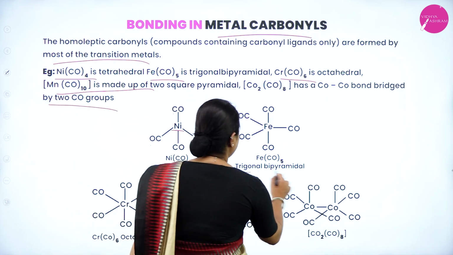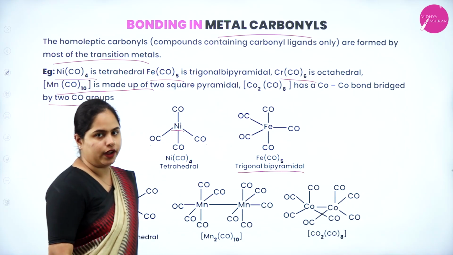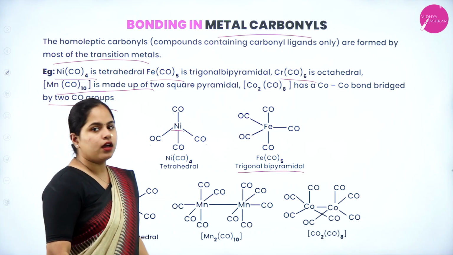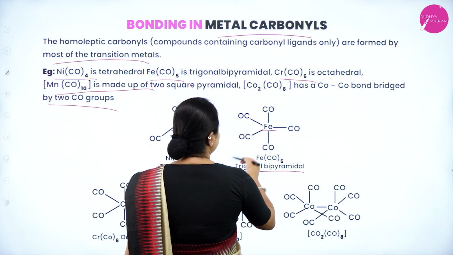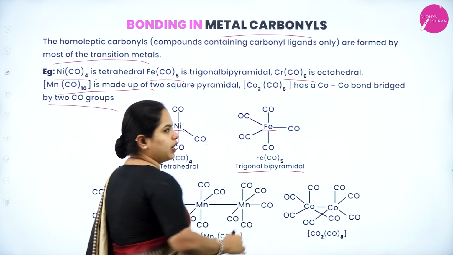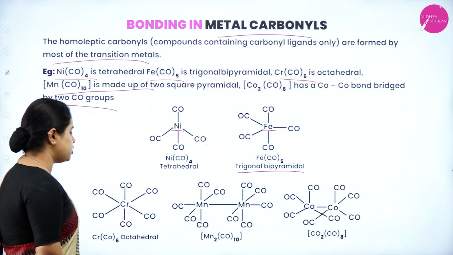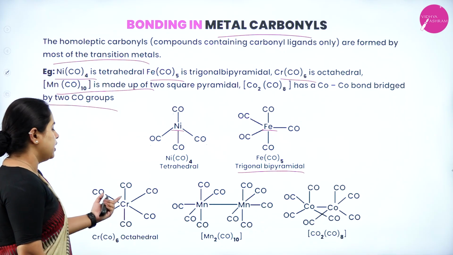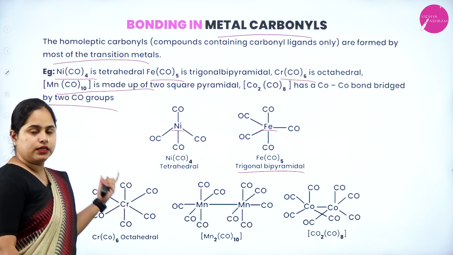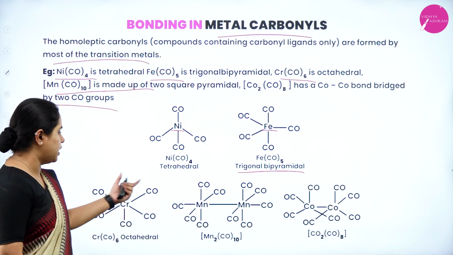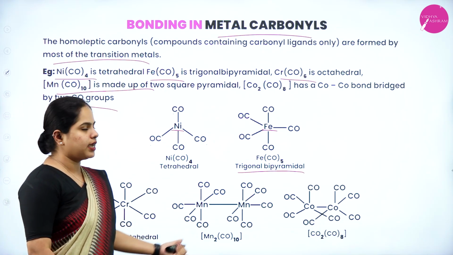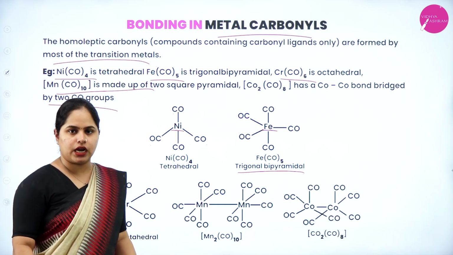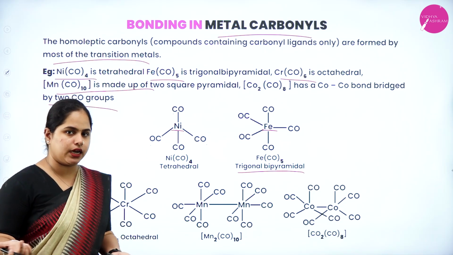Now, trigonal bipyramidal in case of Fe(CO)5. That is pentacarbonyl. As you can see here, iron is in the center and there are 5 carbonyl ligands. The next one is octahedral, that is Cr(CO)6. Here also in the center there is a central metal atom which is chromium. Surrounding it you have 6 carbonyl ligands. So in all these cases you can see the ligand is always carbonyl. That is why it is called a metal carbonyl.